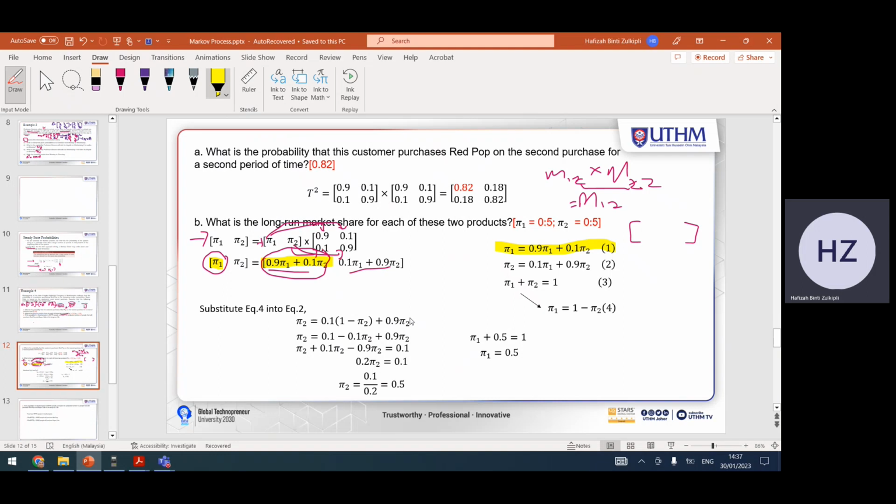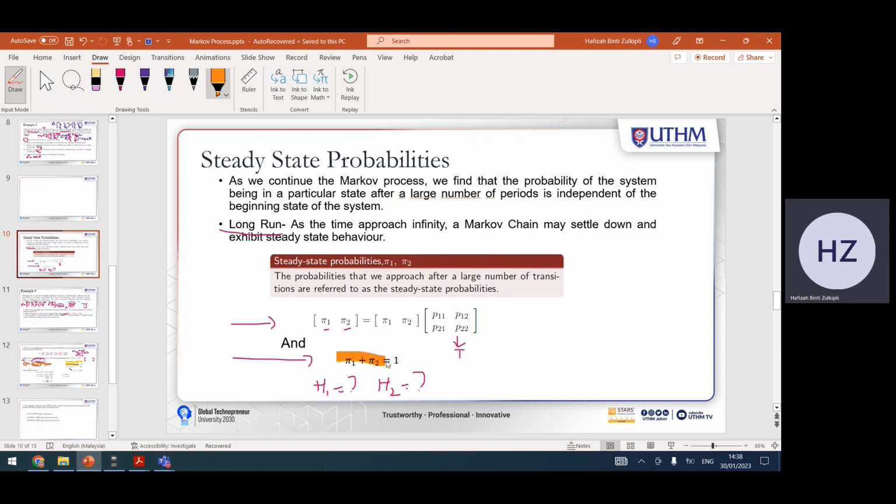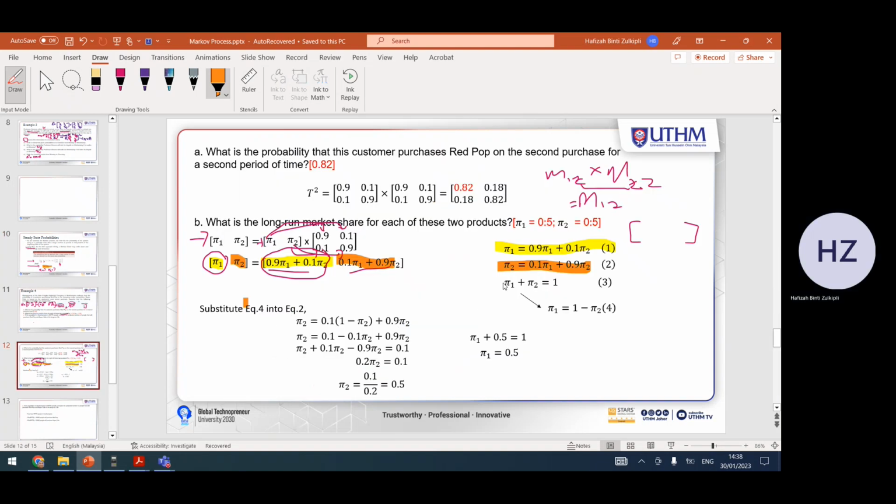We need to move the matrix outside. And then another one is our pi 2 here. So pi 2 equals 0.1 pi 1 plus 0.9 pi 2. Okay, so we have two equations, and then the additional equation, the last one, would be this one. Pi 1 plus pi 2 is equal to 1. So that is our third equation. So we need to solve this problem to get the value of pi 1 and pi 2.